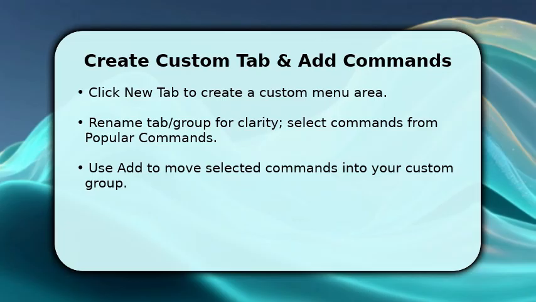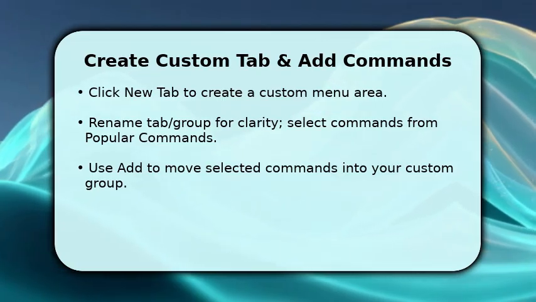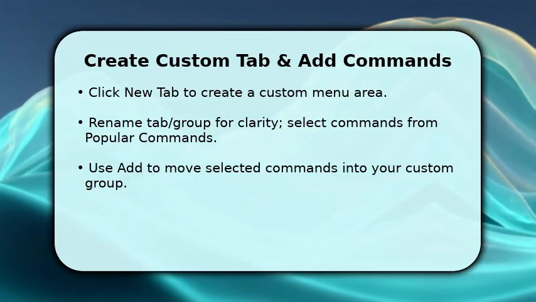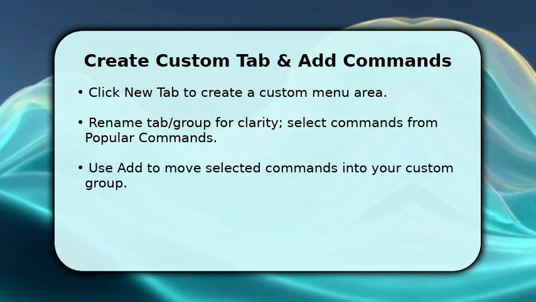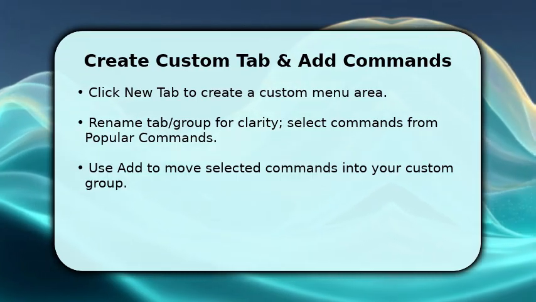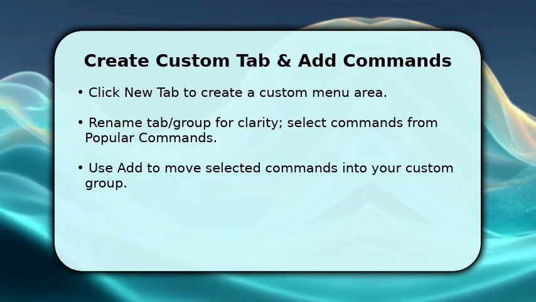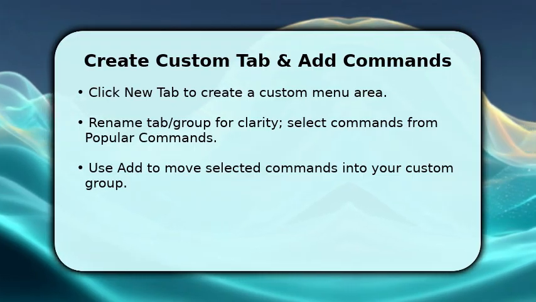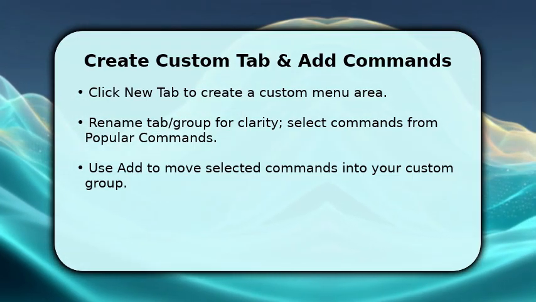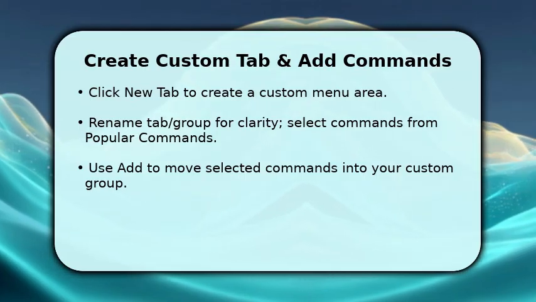Next, choose Commands from the left list, use Popular Commands or All Commands, and click Add to move them into your new group. Make sure to arrange commands with Move Up/Move Down for logical order, then you're ready to finalize. To finish, click OK to save your ribbon customizations and return to Excel.